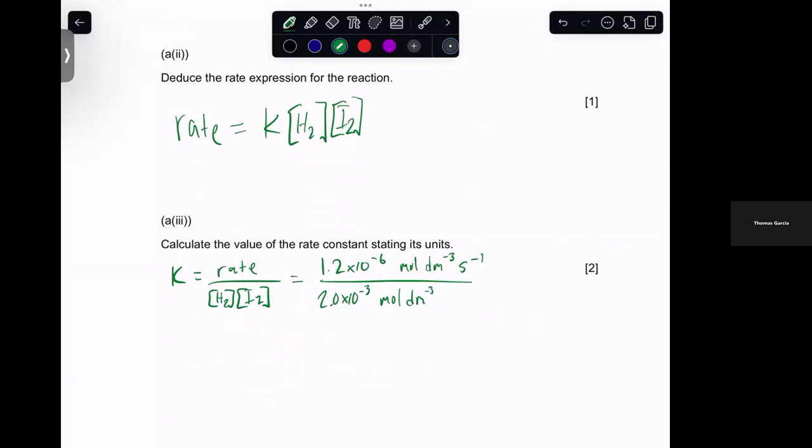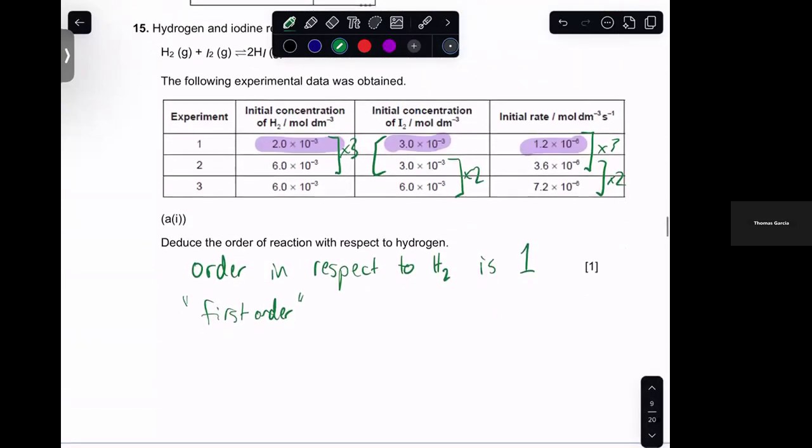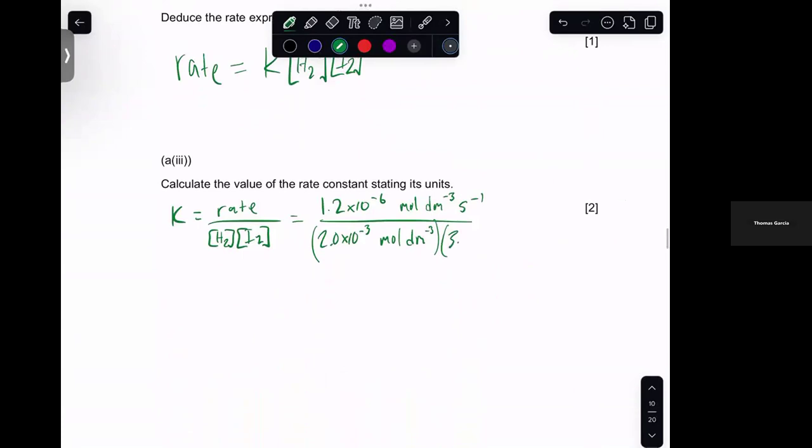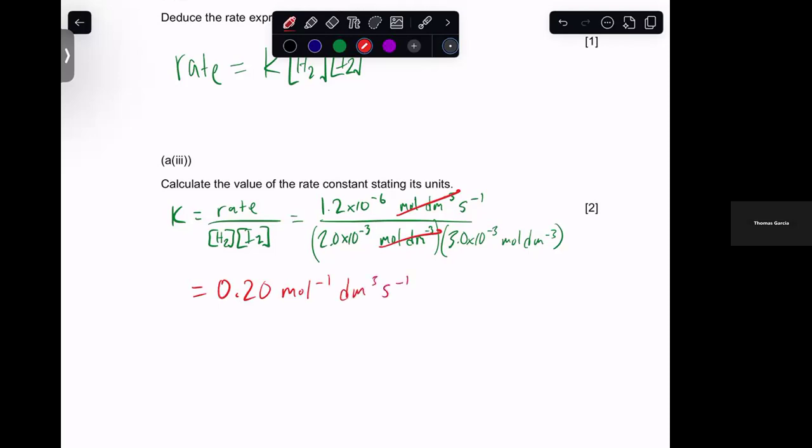mole, decimeter minus third. And for iodine, 3.0 times 10 to the minus third, mole, decimeter minus 3. All right, so I'm going to go ahead and cancel some units real quick. Mole, decimeter minus third, it's going to cancel with mole, decimeter minus third. Then I'm going to just go ahead and plug the rest of this into my calculator. And I should get an answer that is 0.20 mole minus 1 decimeter third second minus 1. And that will get me my points here. So moving on to the next problem.